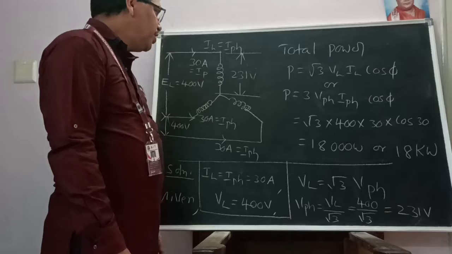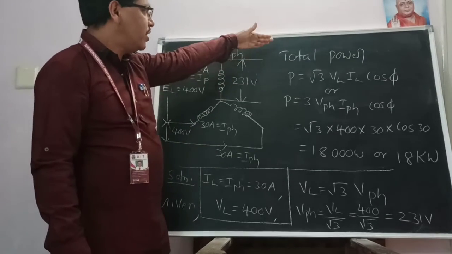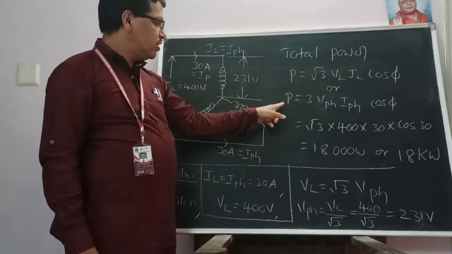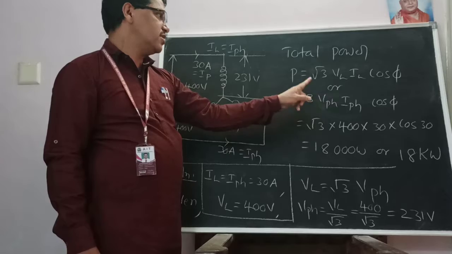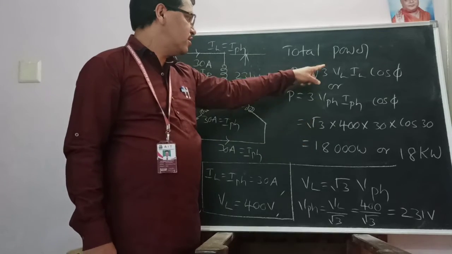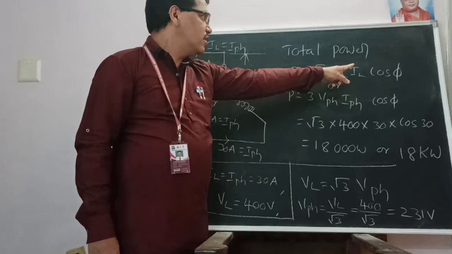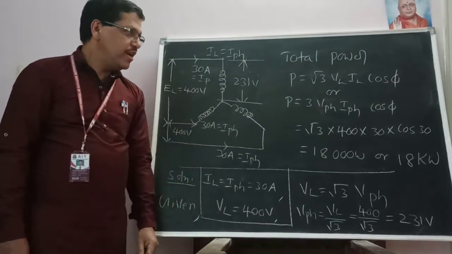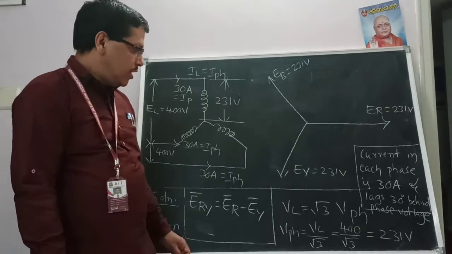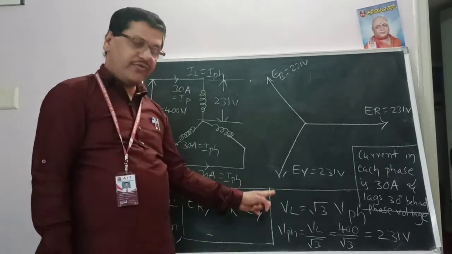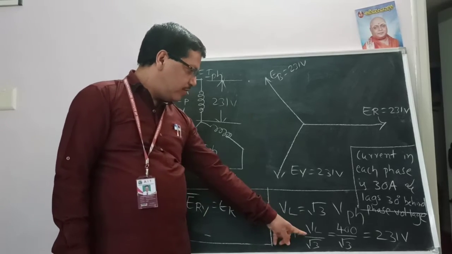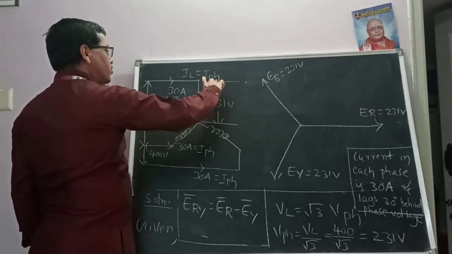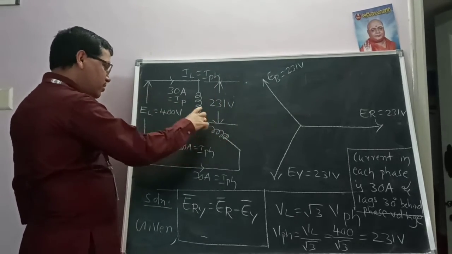Very first, we need to calculate the total power. As usual, total power in the case of star connection, P is equal to root 3 VL IL cos phi, or we can use this equation also, P is equal to 3 into V phase I phase cos phi. Substituting, root 3 as it is, VL is 400 volts, IL is 30, cos phi is cos 30. So the total answer is 18,000 watts, or 18 kilowatts. The second point is to calculate the phase voltage. Phase voltage V phase is VL by root 3, the answer is 231 volts. We show that 231 volts here. In this phase, this is called the phase voltage. Here also the same and here also the same.